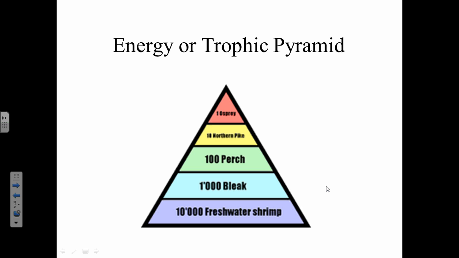Here we can kind of see that. This one doesn't start with a producer. They probably need another level down here with some kind of producer, but here we've got shrimp being eaten by bleak, which I assume are some kind of little bitty fish. The bleak are eaten by perch, which are bigger. Those are eaten by pike, which are even bigger. What's an osprey? A bird. It's kind of like a water version of an eagle, right? A smaller version of an eagle.